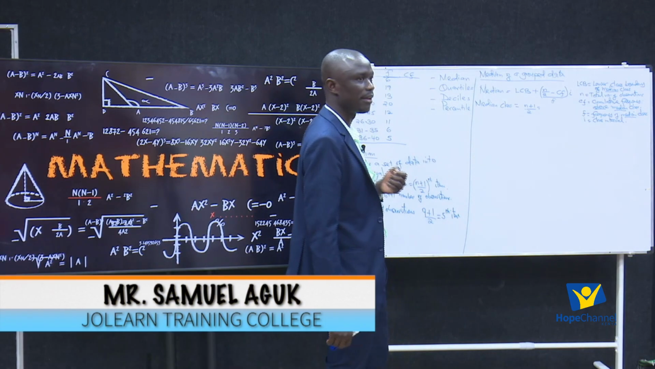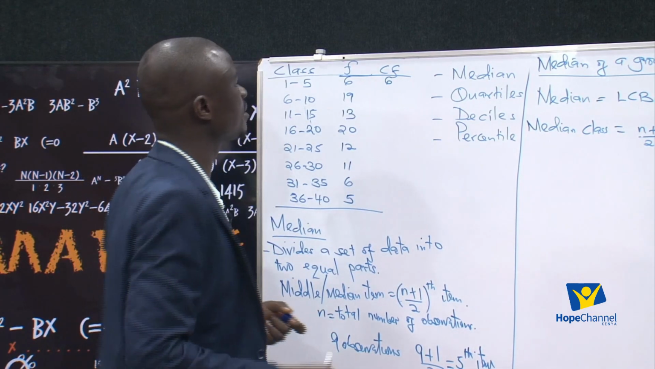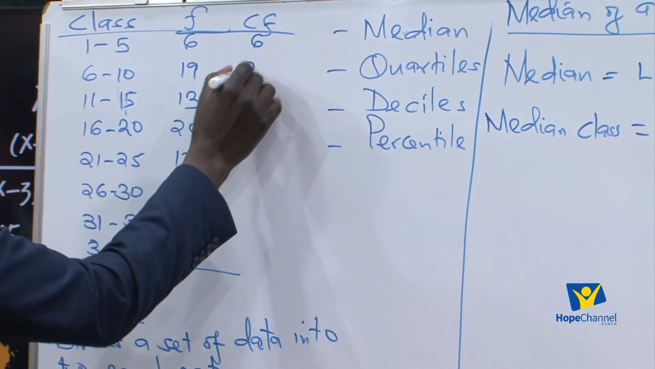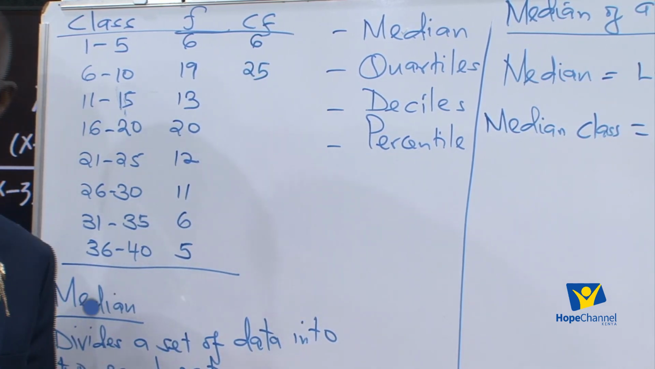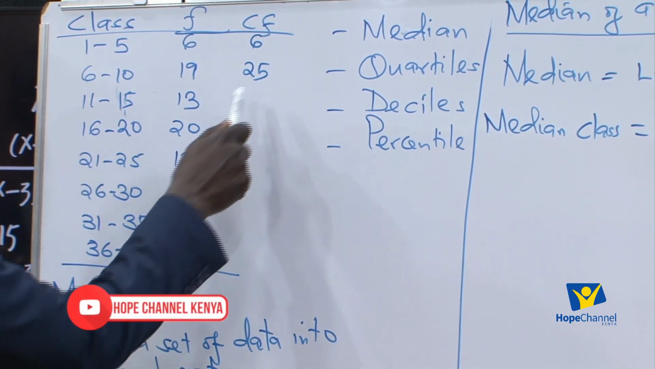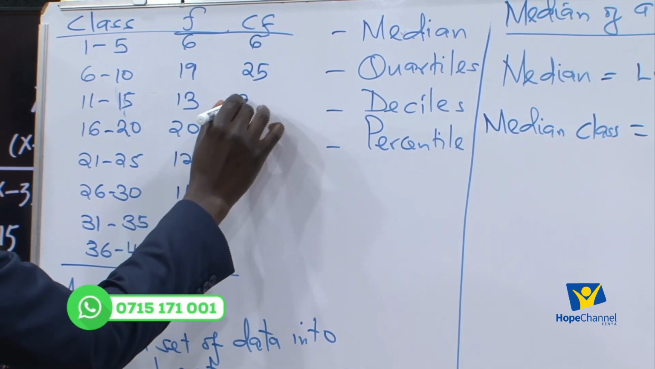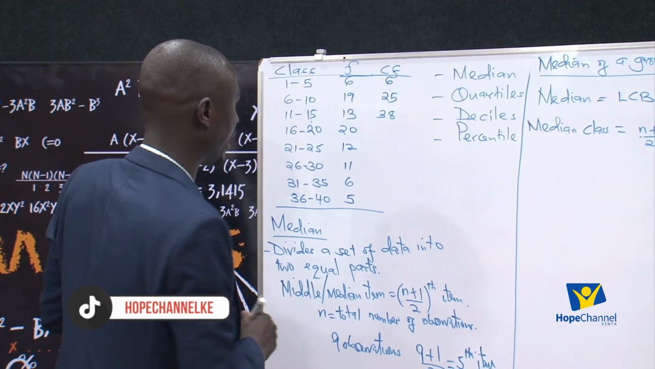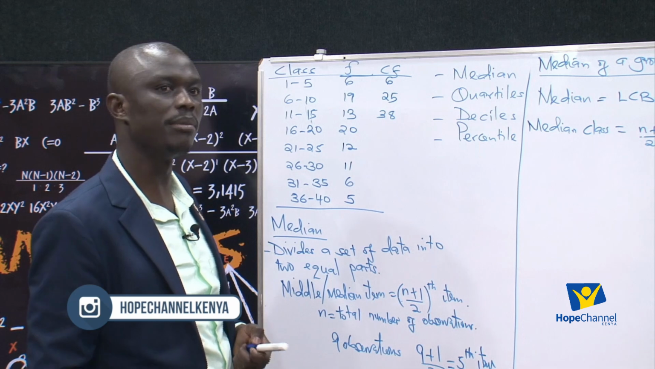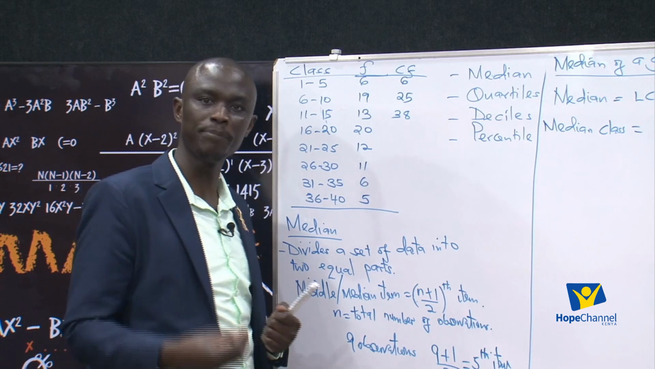So let's add the frequencies as we move down. This one is 6. So 6 we add to 19. 6 plus 19 will give us 25. So we continue adding them as we go down. 25 plus 13 will give us 38. 38 we add to 20. We are accumulating the frequency. To accumulate means to add. So we just add the frequencies as we move from one class to another.